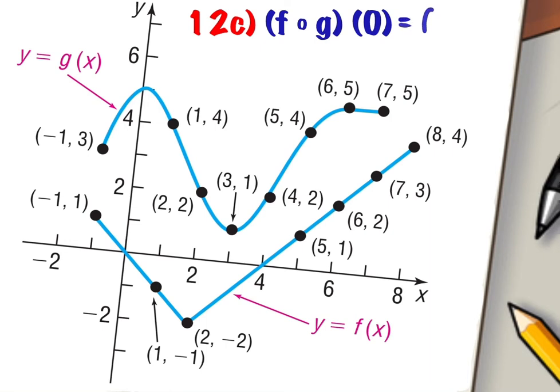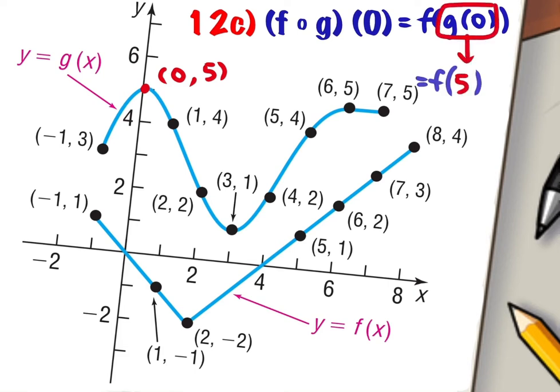For letter C, f of g of 0, here's the point where x equals 0 and y equals positive 5. So go ahead and write g of 0 equals 5. So now we're going to look for x equals 5 on f of x. So x equals 5, so y equals 1. So f of 5 equals 1.